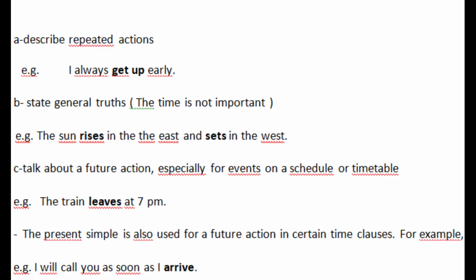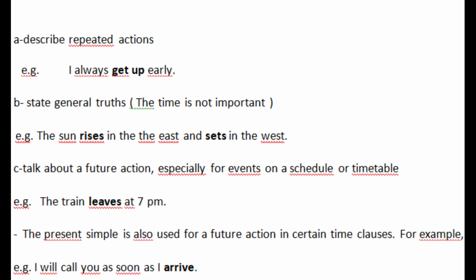Let's begin with the present simple. The present simple is used to A. Describe repeated actions. For example, I always get up early. B. State general truths. And here the time is not important. For example, the sun rises in the east and sets in the west.